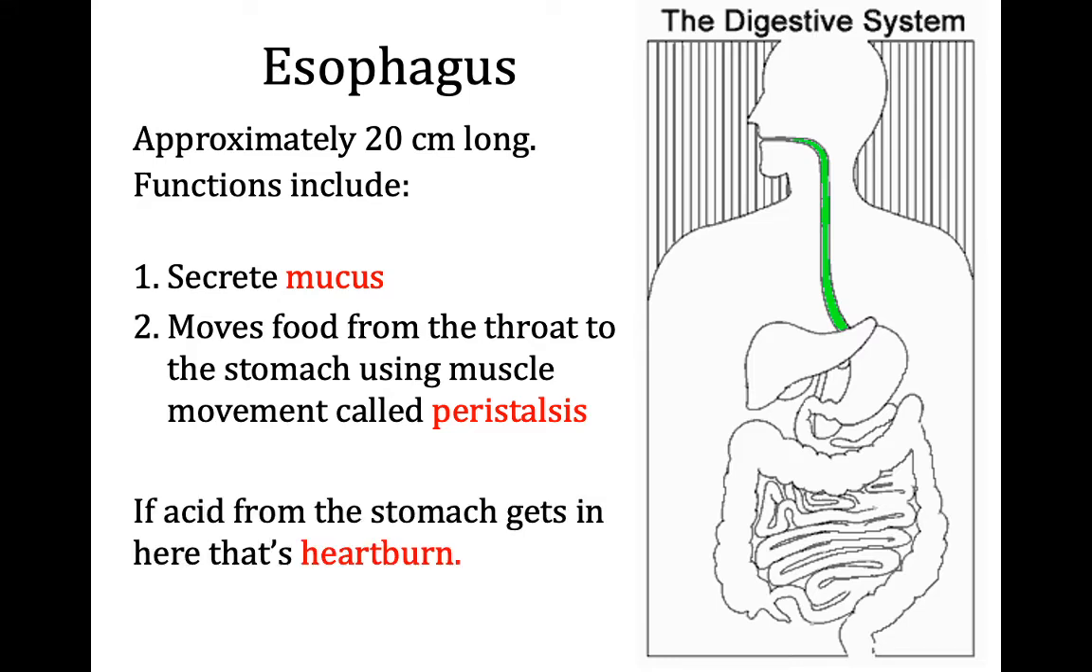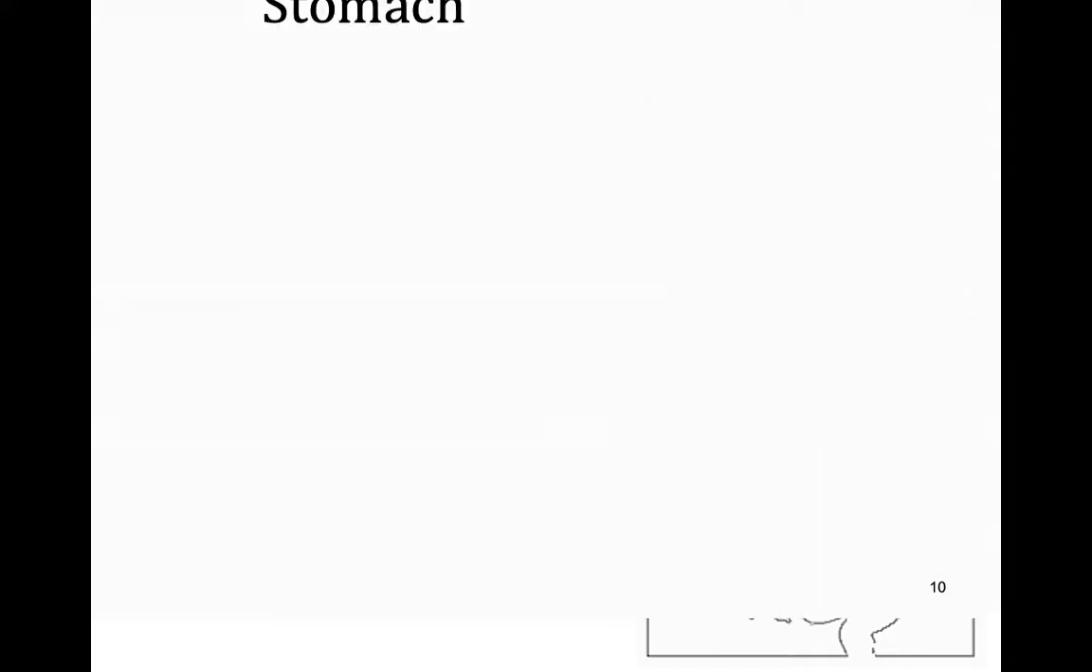And that food eventually goes from our esophagus into our stomach. And in our stomach, we have acid and different other chemicals that break down the food. But if any of that acid comes up into our esophagus, that's what we call heartburn. Okay, so that is our esophagus.